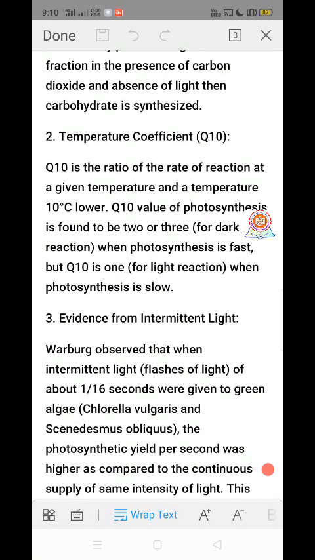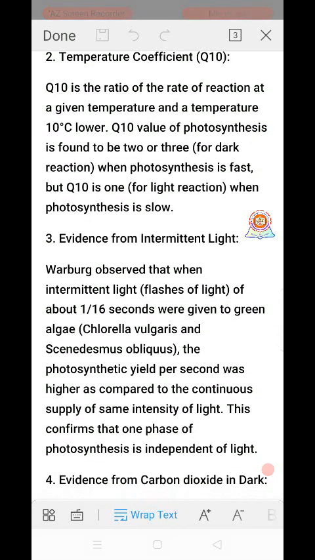Third evidence, intermittent light. Warburg observed that when intermittent light, that is flashes of light of about 1/16 second, was given to green alga, the photosynthetic yield per second was higher as compared to the continuous supply of light of the same intensity. This confirms that one phase of photosynthesis is independent of light.